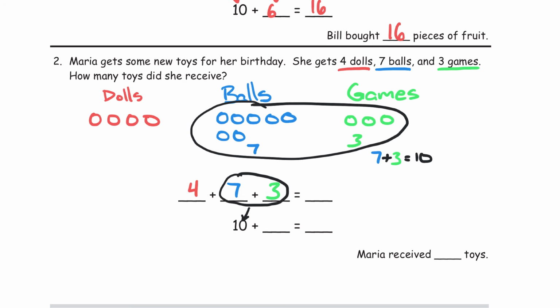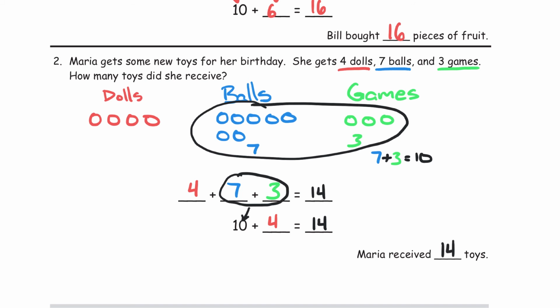All right, boys and girls, welcome back. I hope that you were able to put in our 4. Remember, this 4 came from right here, so that was the only number we had left. And 10 plus 4, I hope you were able to come up with 14 as our answer. So 10 plus 4 is 14, and that way we already know now 4 plus 7 plus 3 is 14. So Maria received 14 toys.